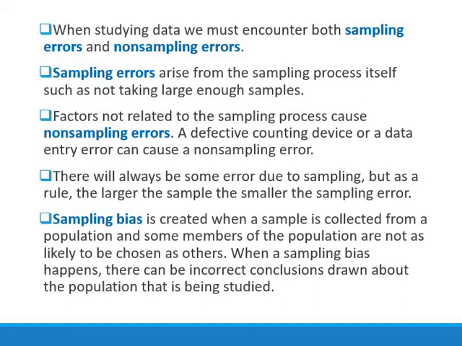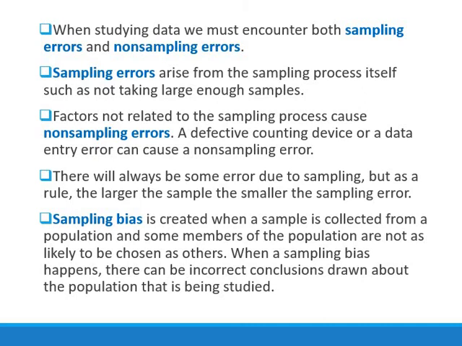And then just, again, you could kind of read through this on your own, but when studying, we must encounter both sampling errors and non-sampling errors. Sampling errors arise from the sampling process, such as not taking large enough samples. Non-sampling errors could be actual errors, defective counting devices, things like that, that are not due to the sampling process, but are other types of errors. There's always some error due to sampling. If you don't take the entire population, you're never going to have the exact information about the population, so you get some sort of error. But in general, the larger the sample, the smaller the sampling error would be.